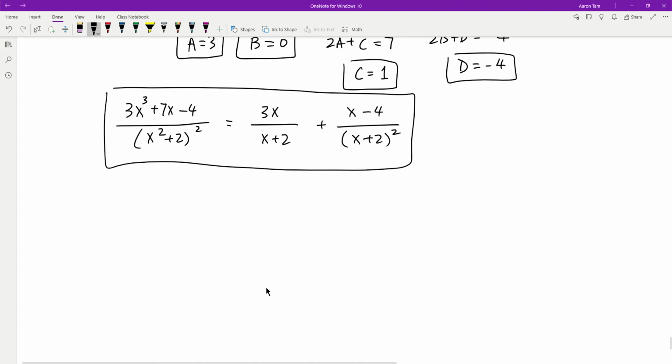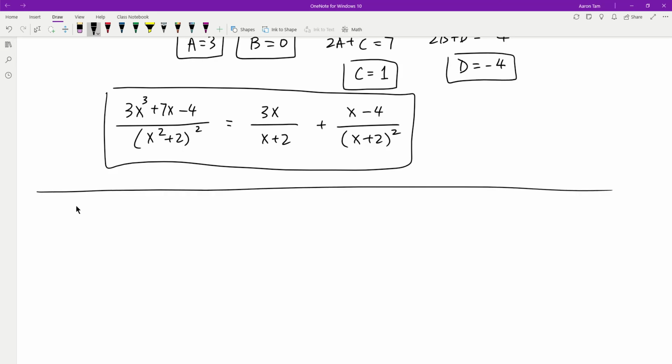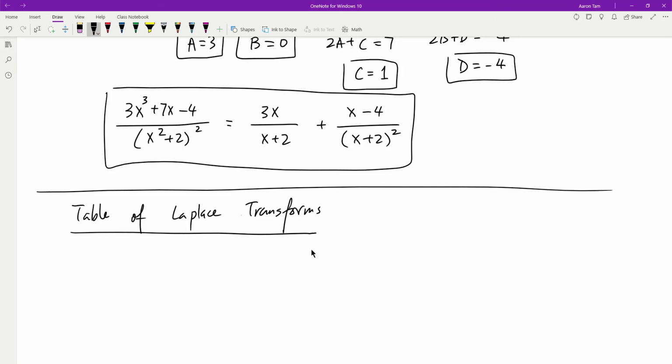Alright, so the last thing I want to talk to you about would be a table of Laplace transforms. I actually posted that table in Google Classroom, so you can definitely use that to help you. There are a whole bunch of them. A partial list is shown right here, so I'm going to use this partial list to illustrate what we have to do.